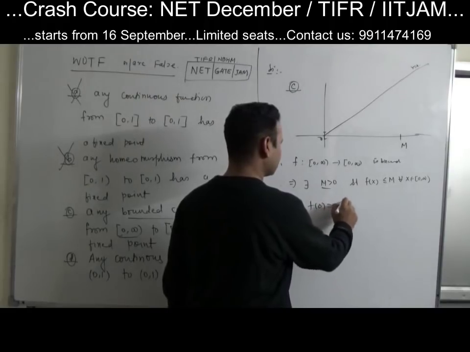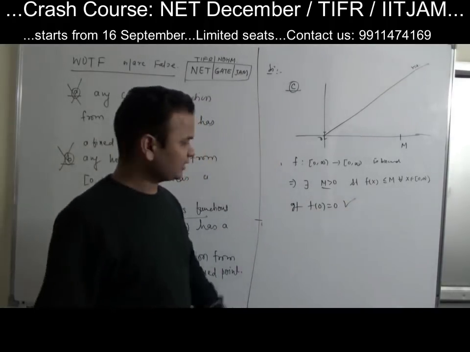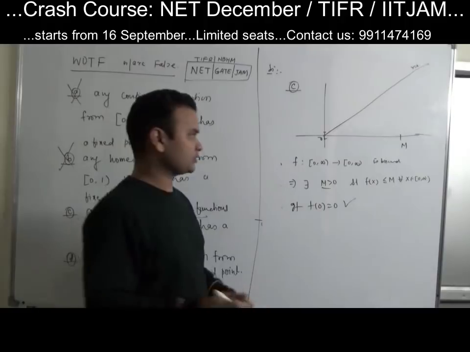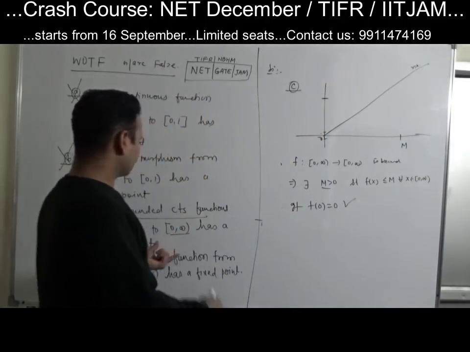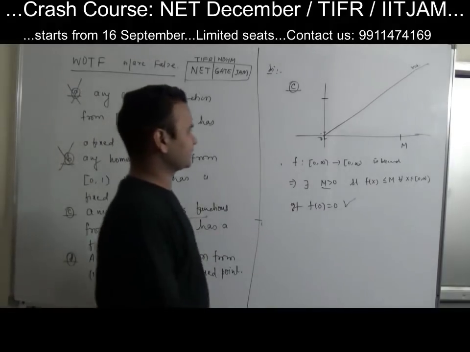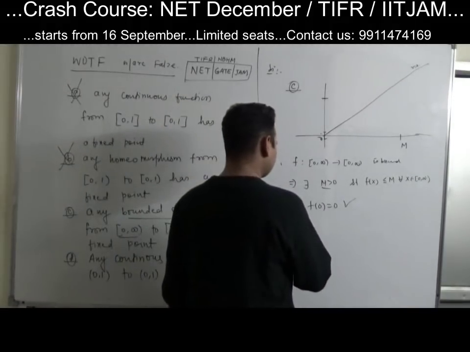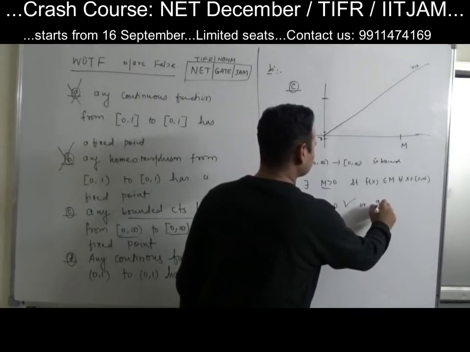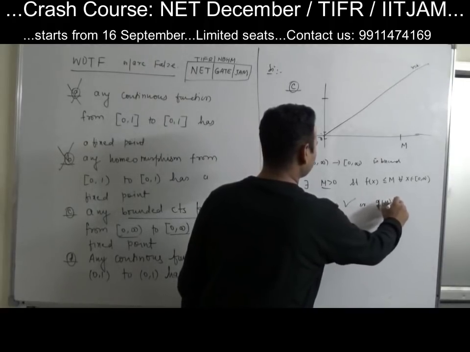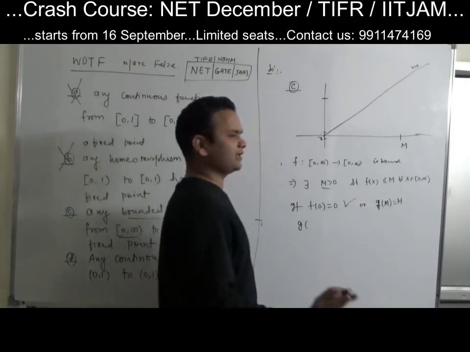If f(0) equals 0, then done. Correct? So suppose f(0) is not equal to 0, meaning f(0) is positive somewhere here, because the codomain is 0 to infinity, so f(0) is here. So now look at this function, and if f(m) equals m, then done.